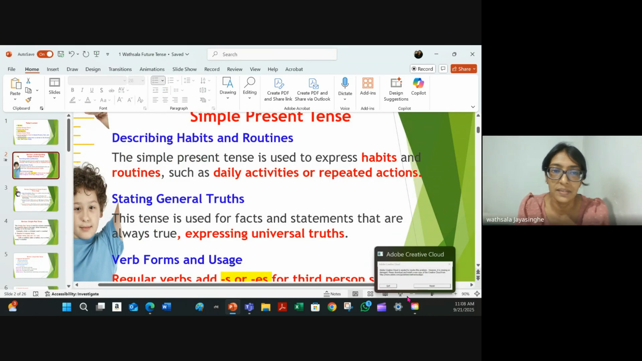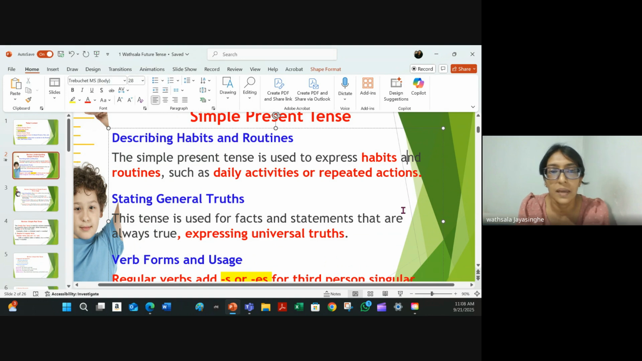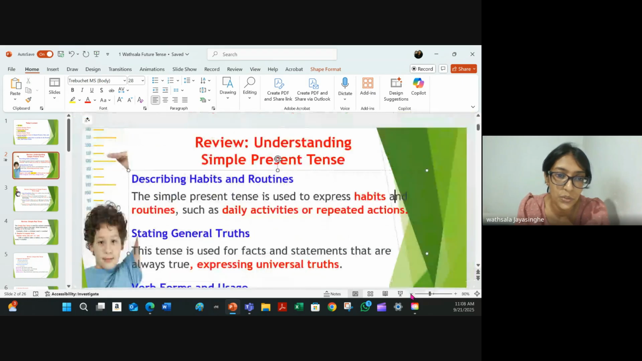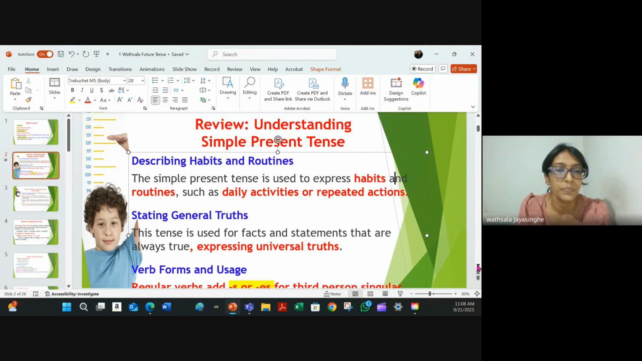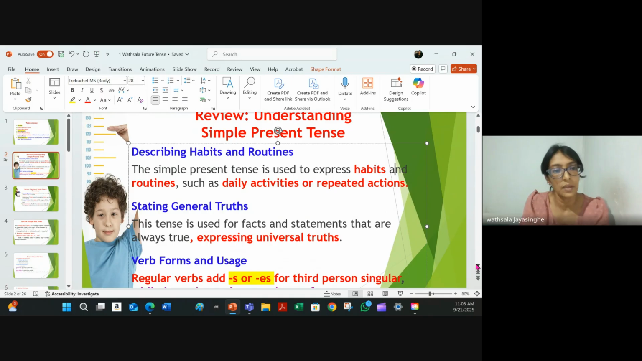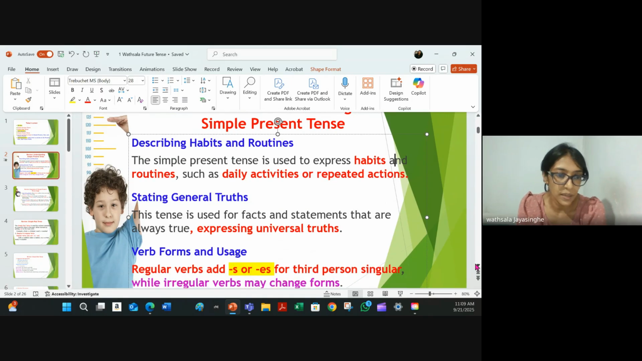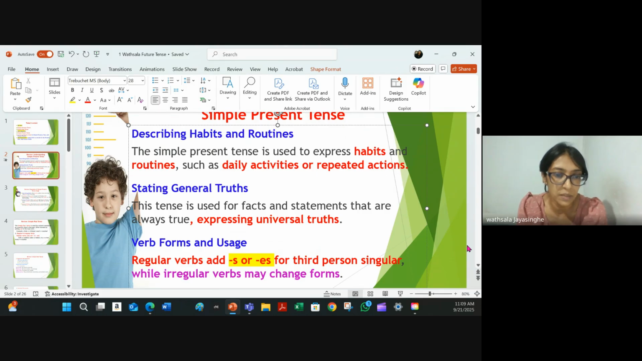The simple present tense is used to express habits and routines, such as daily activities or repeated actions, and general truths. This tense is used for facts and statements that are always true, expressing universal truth. Verb forms and usage: when you use regular verbs, we should add s or es for third person singular, while irregular verbs may change forms.